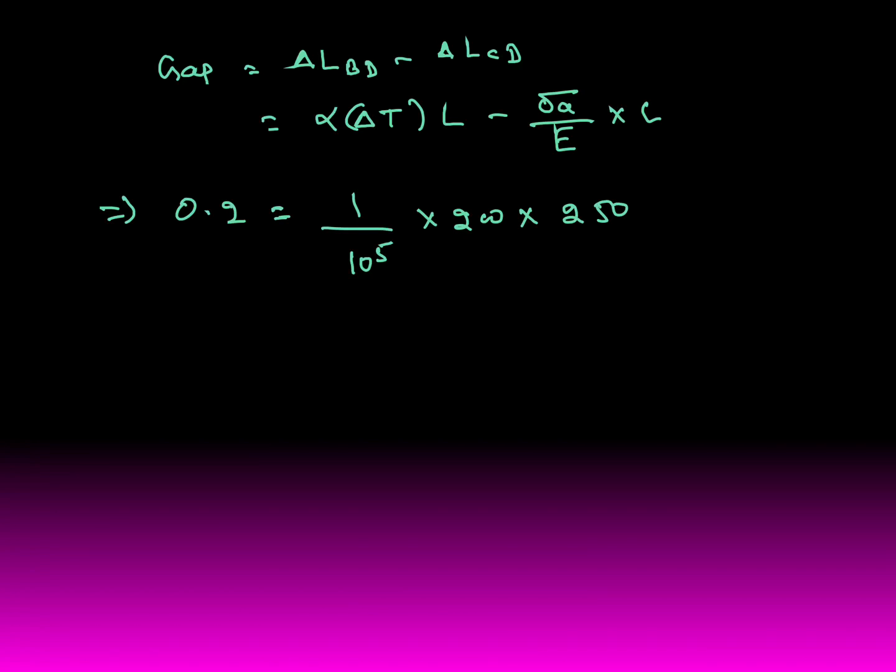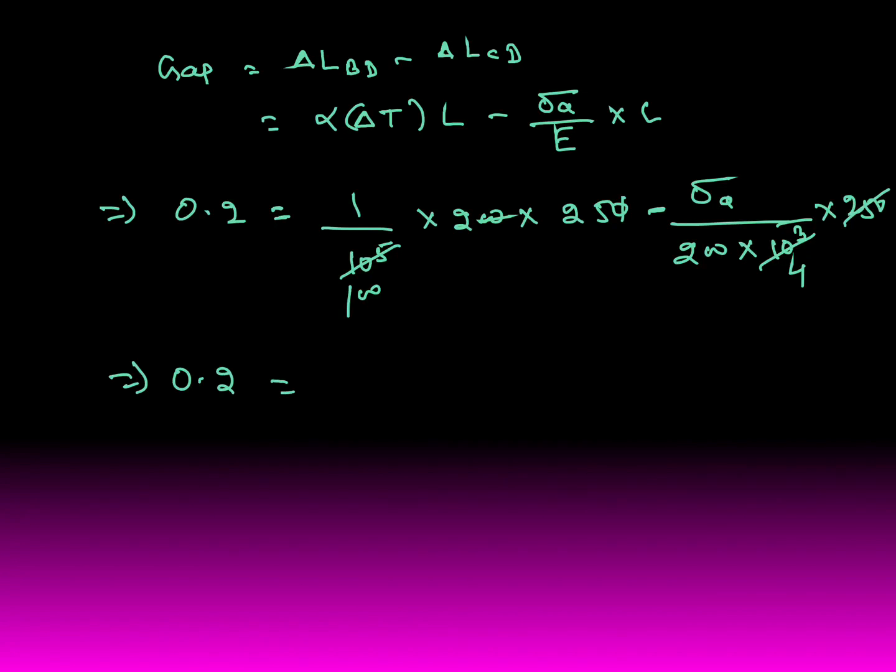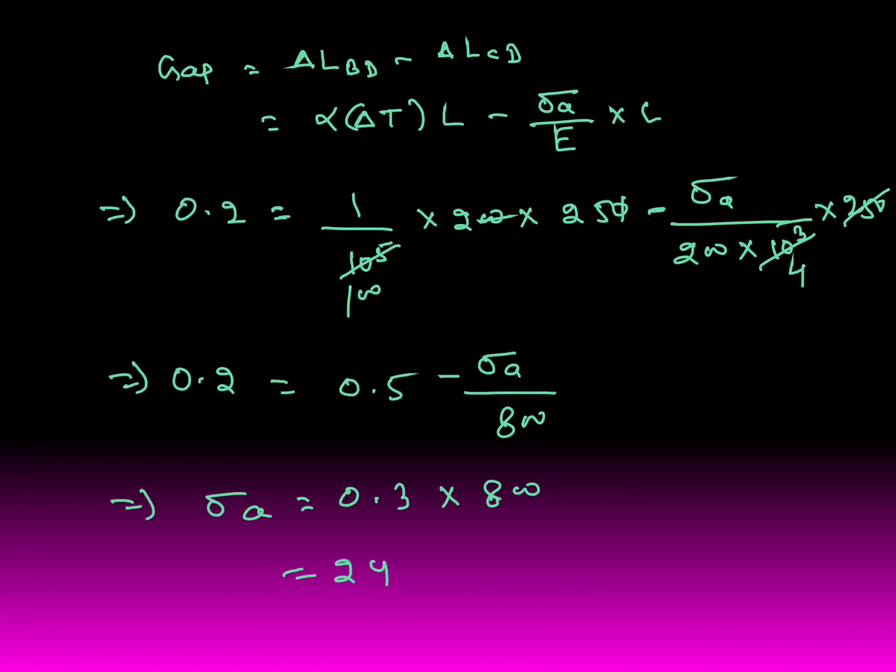Minus sigma A divided by E, which is 200 into, it's in gigapascal, so 200 into 10 to the power 3, into 250. So if you solve this one, you will get 0.2 equal to 0.5 minus sigma A divided by 800. Again, sigma A equal to 0.3 into 800, you will get 240 megapascal. This is your answer.